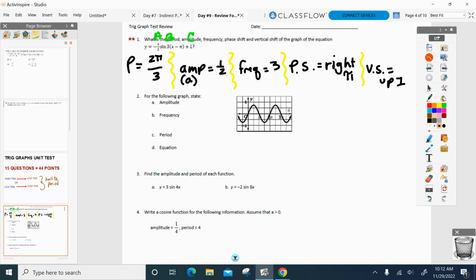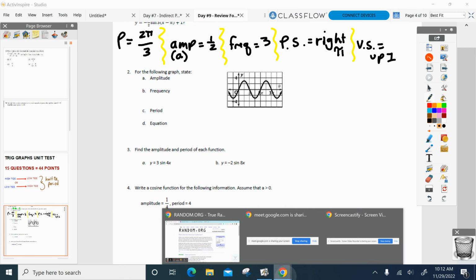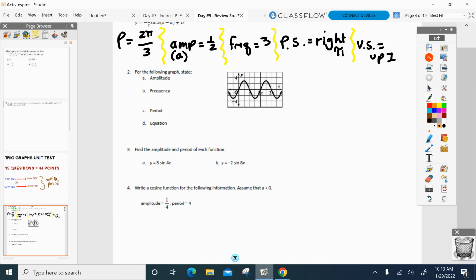Questions? Number 2 now. We just did it using an equation. Let's find these same values using a graph now. Amplitude. Now I need the formula because I can't pull off the first number out in front. What is the formula for amplitude? Max minus min over 2. That's what I need.